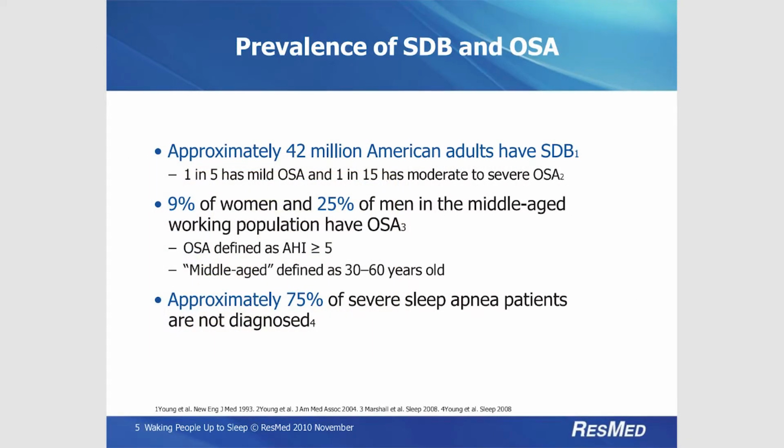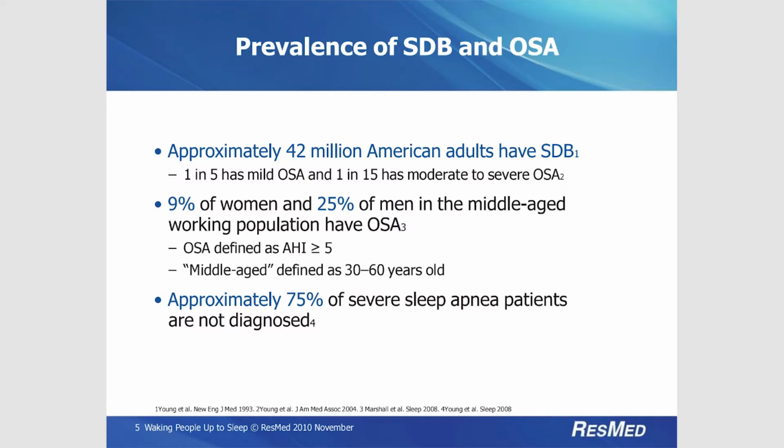The prevalence of sleep disordered breathing and sleep apnea: approximately 42 million American adults have sleep disordered breathing. That's 1 in 5 with mild sleep apnea, and 1 in 15 with moderate to severe sleep apnea. 9% of women and 25% of men in the middle-aged working population have sleep apnea.